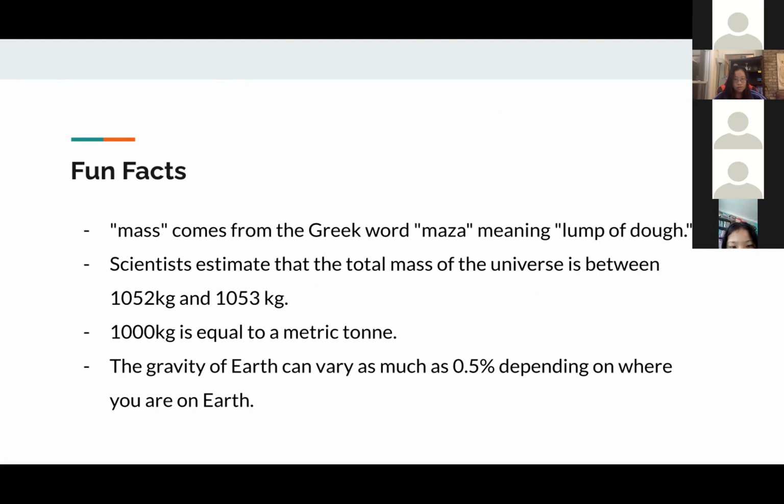And the gravity of Earth can vary as much as 0.5% depending on where you are on Earth. So let's say you stand in Nepal or you stand in San Jose, that's where we are. Gravity actually might vary just by a little bit.